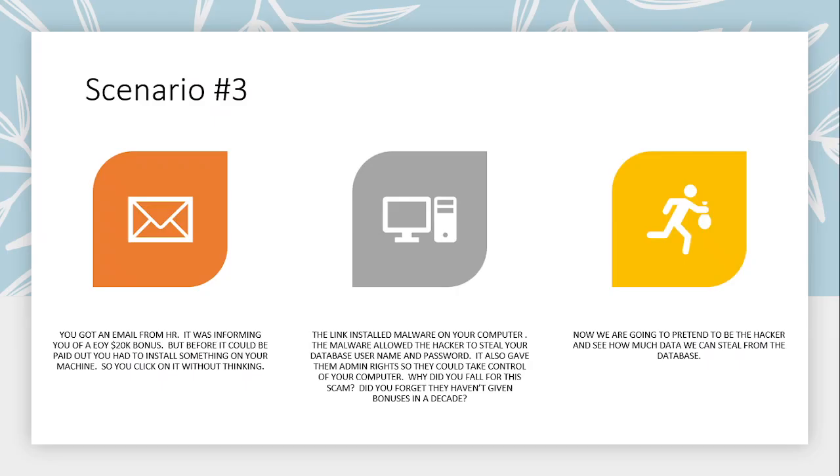So you get an email from HR. It was informing you of an end of year bonus of $20,000. But before it could be paid out, you had to install something on your machine. So of course you do it without thinking about it. The link installed malware on your computer.